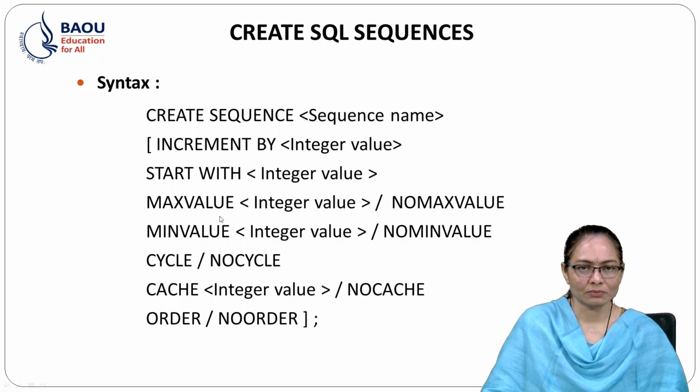Now the MAX VALUE. The MAX VALUE option is used to specify the upper limit, or a maximum value, up to which the sequence will be incremented. It specifies the maximum value.